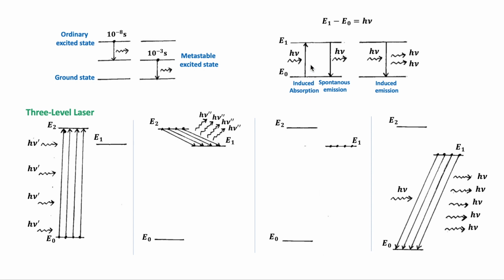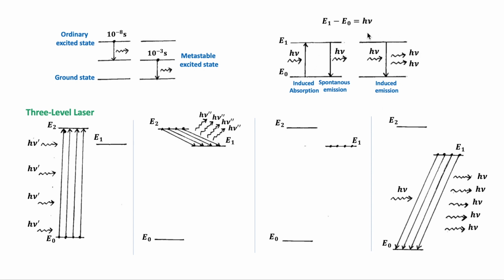The first kind of transition is that if the atom is initially at the lower level E0, it can be excited to E1 by absorbing a photon of energy hν, which is equal to E1 minus E0. This is known as induced absorption. And if the atom is initially in the upper state E1, it can drop to E0 by emitting a photon of energy hν, and this is known as spontaneous emission.